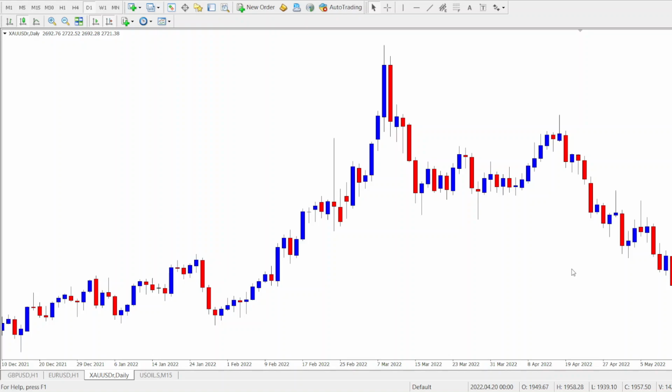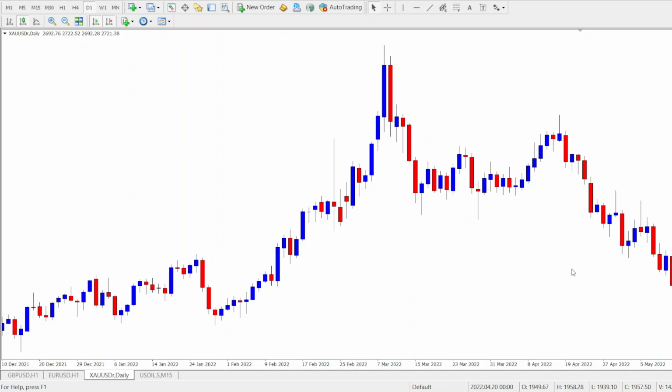So in this video we are going to be looking at how to identify supply and demand zones. Identifying supply and demand zones is a crucial skill for traders. These zones help you understand where prices are likely to reverse or continue trending. It provides you with valuable insights for your trading strategy.